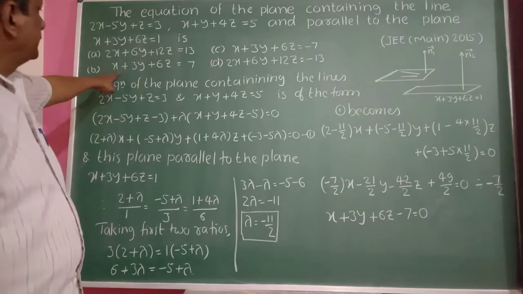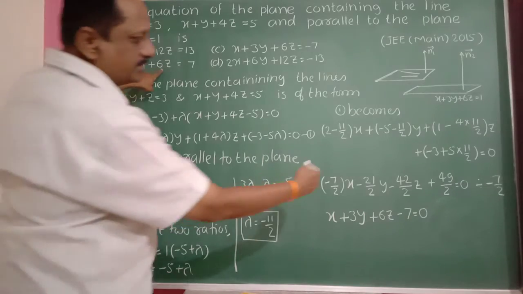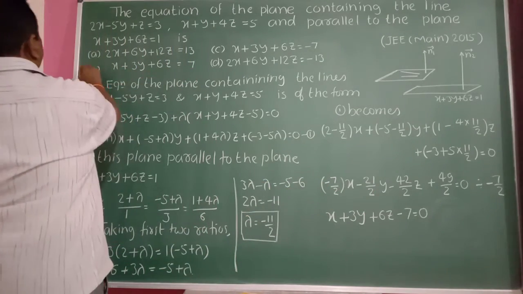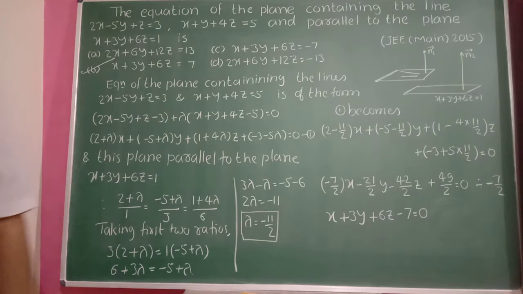Obviously x plus 3y plus 6z, take minus 7 to the right hand side, so plus 7. So B is the answer here.